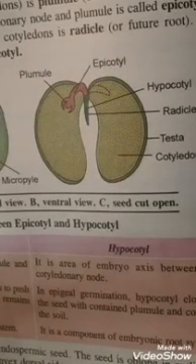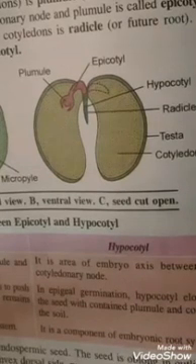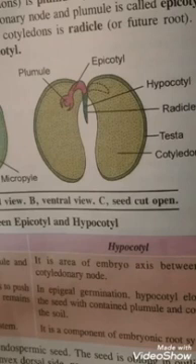Students, we have learned about fertilization in flowering plants. After fertilization, the ovary is developed into fruit, and ovules inside the ovary are developed into seeds. Now today we will learn about the structure of seed.